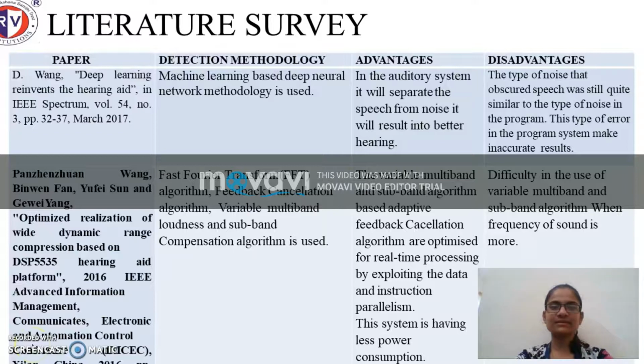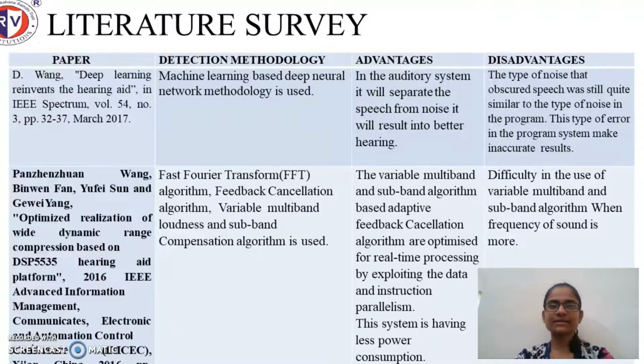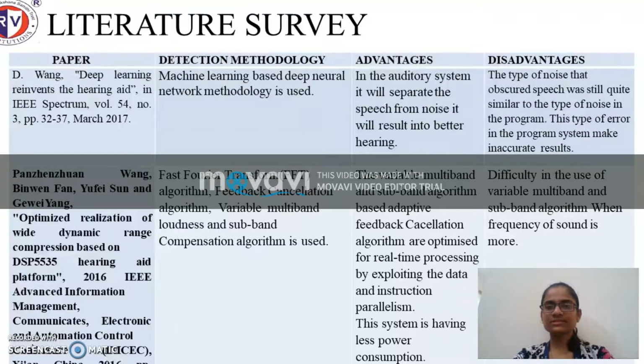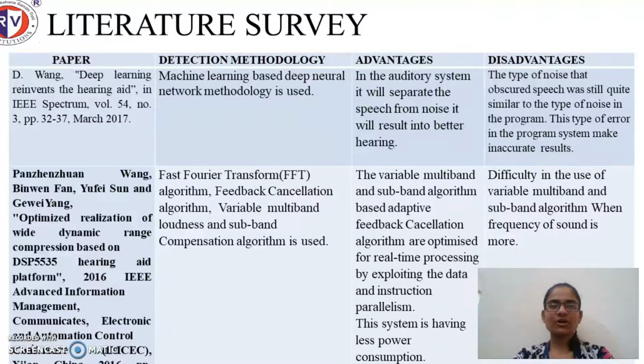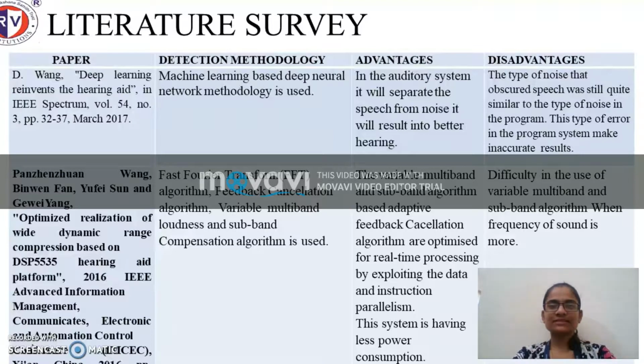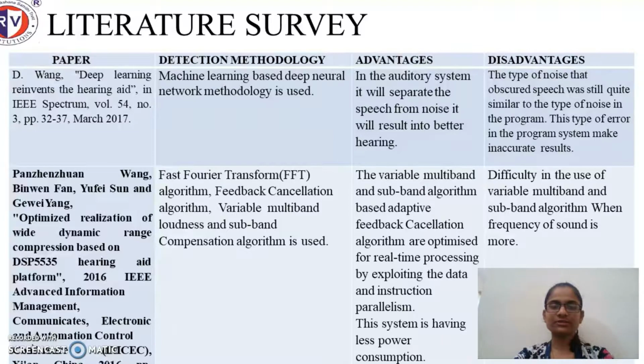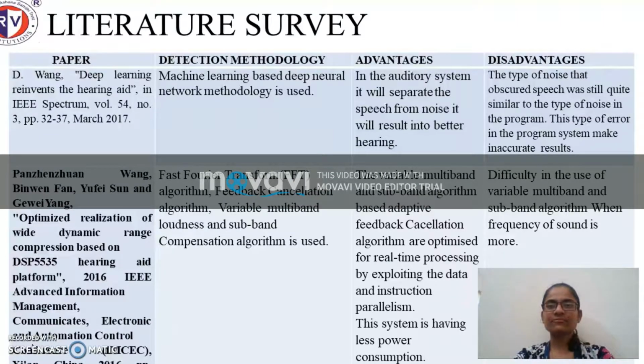Okay, we continue with the literature survey. The next paper we have referred to is Deep Learning Reinvents the Hearing Aid. The detection methodology used in this paper is a machine learning based deep neural network. The advantage of this paper is that the auditory system will separate the speech from the noise. But the disadvantage is that sometimes the noise is still quite similar to the speech. Next paper is Optimized Realization of the Wide Dynamic Range Compression Based on DSP 5535 Hearing Aid Platform, published in 2016. The detection methodology is that a fast Fourier transform algorithm, feedback cancellation algorithm, variable multiband loudness and subband compression algorithm are used. The advantage of this paper is that these methods use low power consumption, but the disadvantage is that sometimes these methods will not be suitable when the frequency of the sound is high.